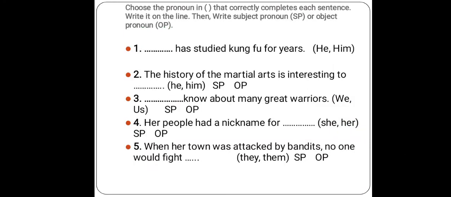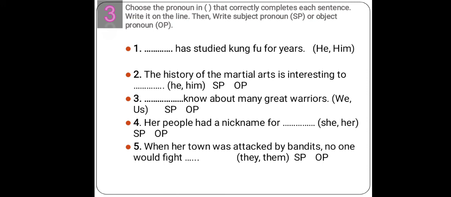Good. Now the next activity is different, so you have to choose the pronoun which is between brackets. Like the first one, we have he and him. You should know if it should be a subject or object pronoun. It depends on the sentence. So usually if the sentence needs a subject, you should use the subject pronoun, but if the sentence needs an object, you should use the object pronoun.